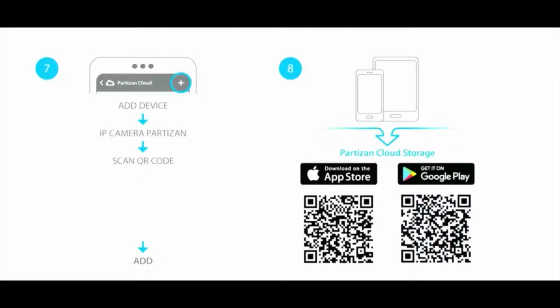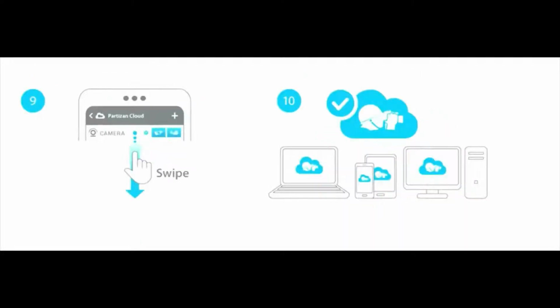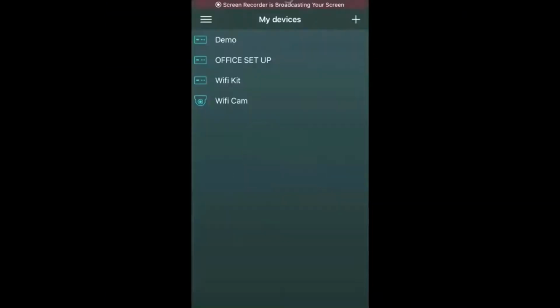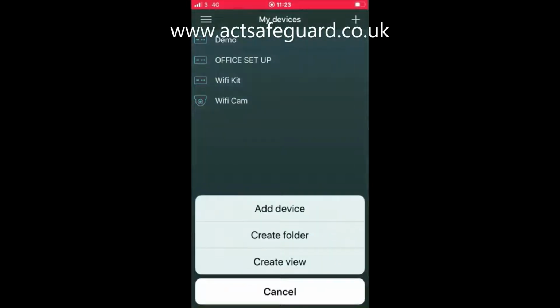Once you've done all them steps, you can add it to the Partizan app by scanning the code or entering the MAC address, and then adding it to your cloud account so you get more access by the laptops, phones and tablets. But I'm going to show you this now anyway, on how to do all this. The camera's MAC address can be found in the quick guide how to connect inside the camera box, and here we go. So I'm going to press the plus button top right, add device.